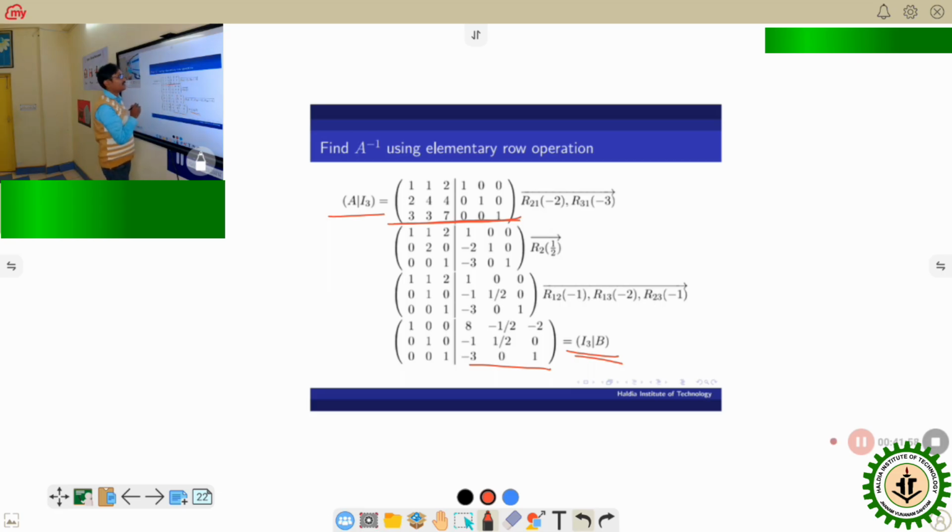What elementary operation do we use? The first non-zero element of the first row should be the leading one. One is already present here, so this one is the leading one. Using this leading one, these 2 and 3 should be 0. So we use these 2 operations simultaneously.